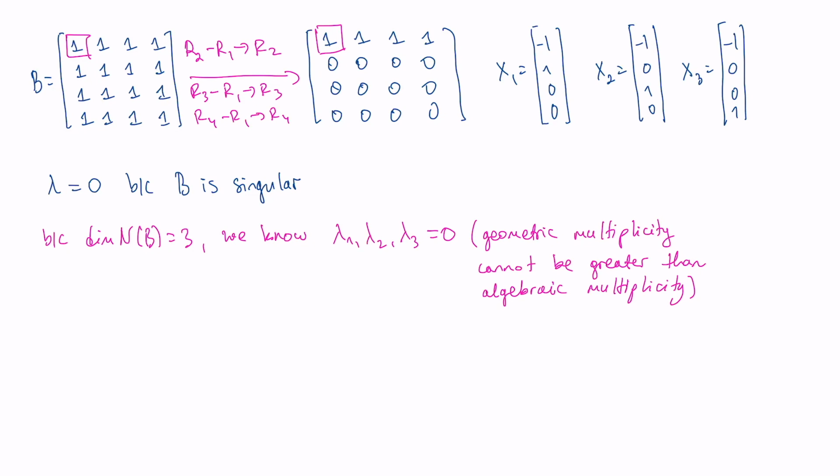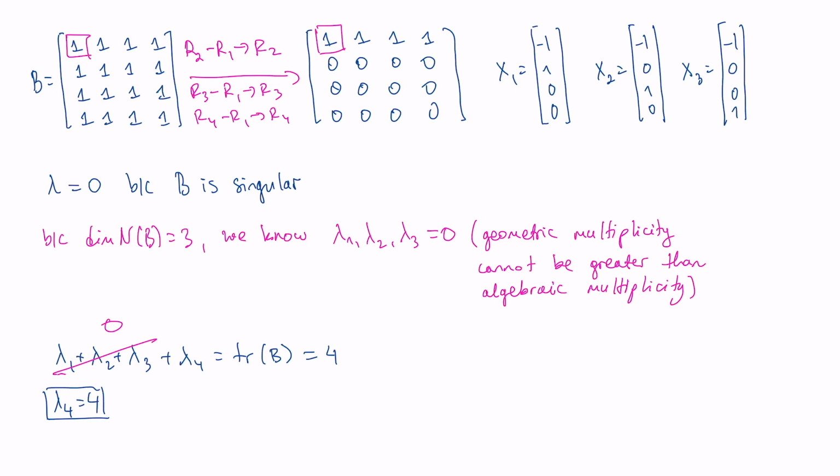Now, how can I find the 4th eigenvalue? This is the point. So 3 eigenvalues are 0, and I want to find the 4th eigenvalue. It's very easy. You have lambda 1 plus lambda 2 plus lambda 3 plus lambda 4 equal to the trace of the matrix B, and the trace of the matrix B is simply 4. Since all of these are 0, you see that lambda 4 must be 4. So lambda 4 equals 4.